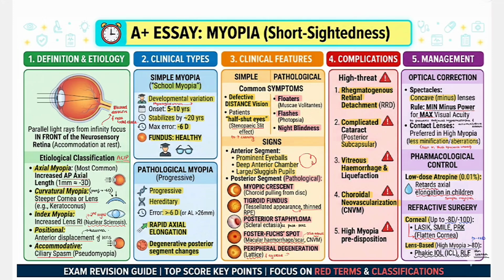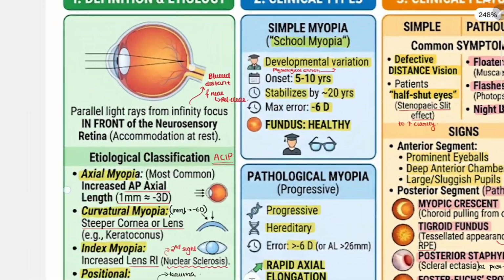Hi guys, in this video we will be learning about myopia, that is short-sightedness. So we will learn myopia under 5 columns: definition, clinical types, clinical features, complications and management. Coming to the definition and etiology.